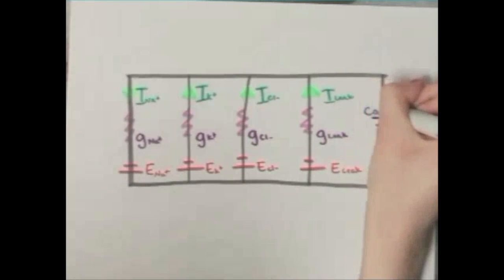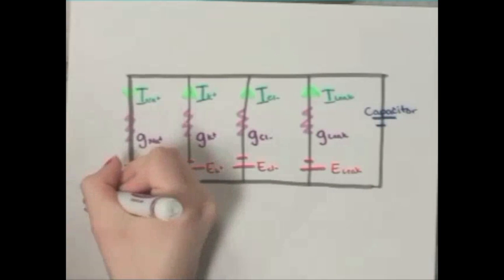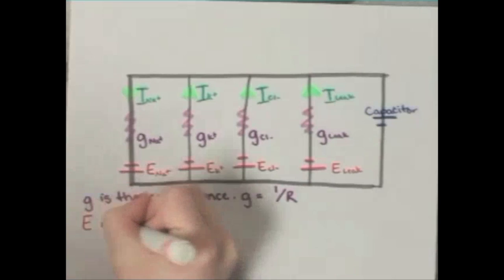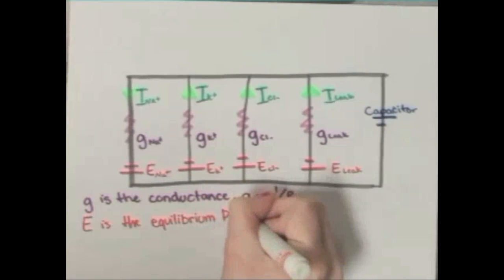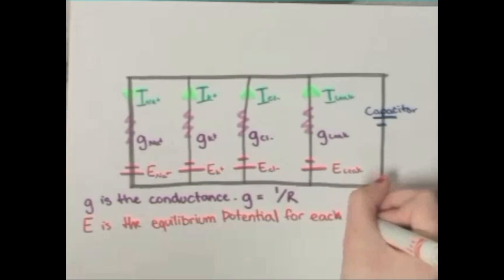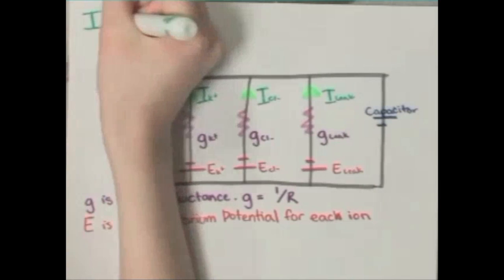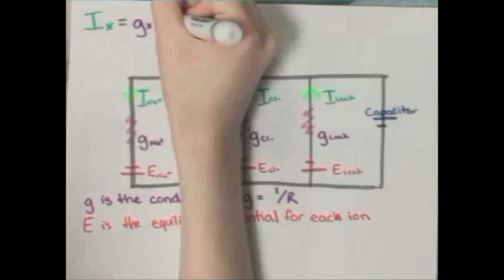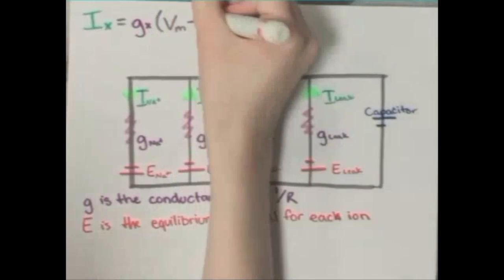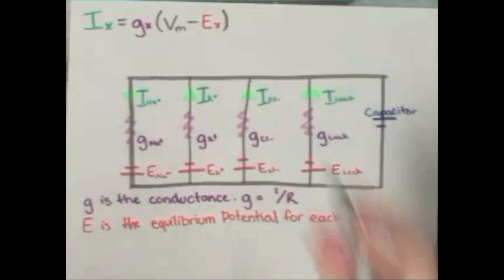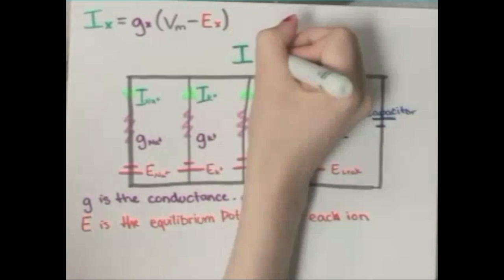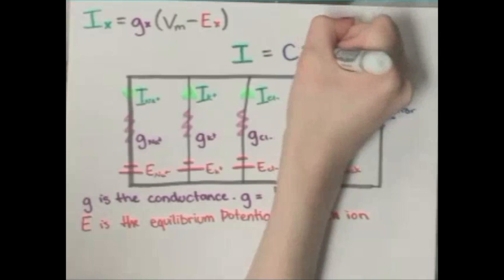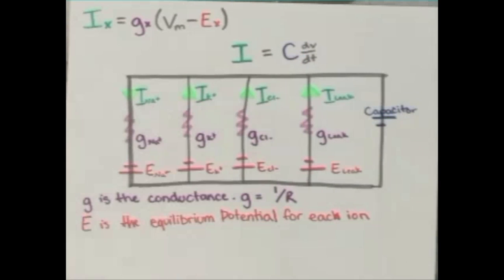The capacitor is what allows the circuit to continue working even after the sodium-potassium pump has been turned off. Ohm's law can be used to describe this circuit. The voltage across the membrane is subtracted by the equilibrium potential for each ion, and then multiplied by the conductance for that ion to get the current for each ion. The derivative of the capacitance is equal to the current that flows through the membrane.